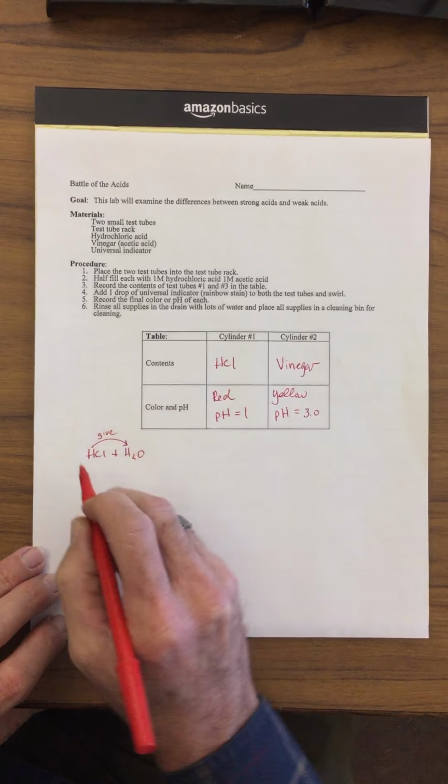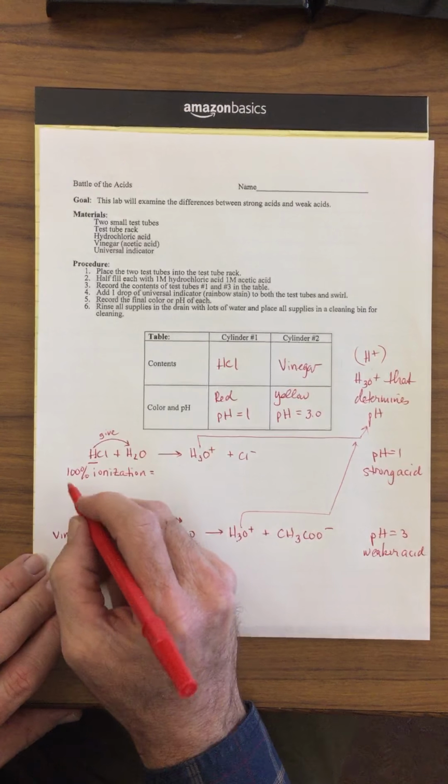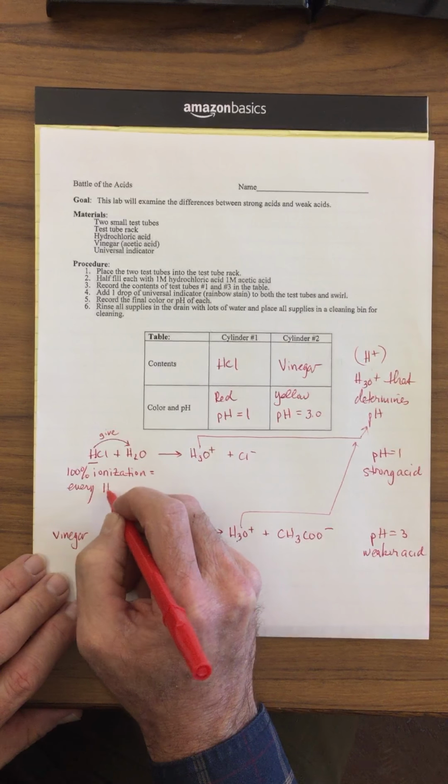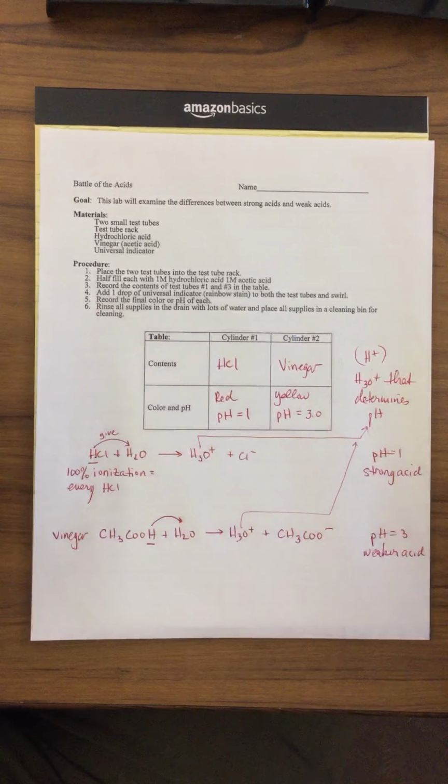How much of it is very, very important, because 100% of the molecules fall apart. So it's said that you have what's called 100% ionization. This means every HCl falls apart. Every HCl is going to fall apart into H plus and Cl minus.